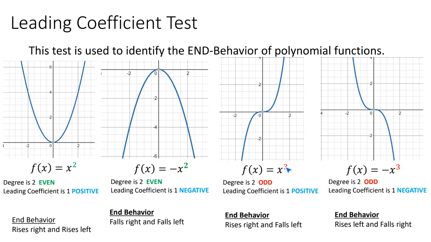But if it's an odd degree, like in this case, x cubed, the degree is 3, which is odd, and the leading coefficient is a 1, so it's going to rise to the right and fall to the left. And on the last one, again, the degree is 3, and that's odd, so it's going to rise to the left and fall to the right. So no matter what equation I give you, if you know the degree and you know the leading coefficient, you can tell me what the behavior is.